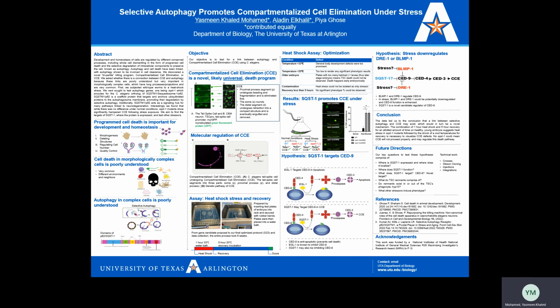BLIMP1 transcribes SED9, while DRE1 degrades BCL2 SED9. They are negative regulators of BCL2 SED9. In stress, BLIMP1 and DRE1 could potentially be downregulated, leading to the upregulation of BCL2 SED9. In our hypothesis, sequest1 is a candidate regulator of BCL2 SED9.